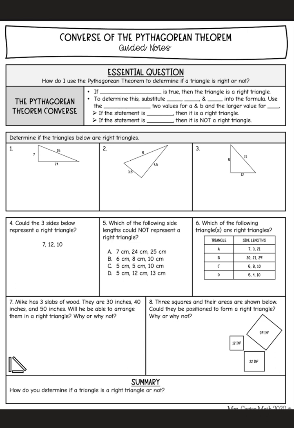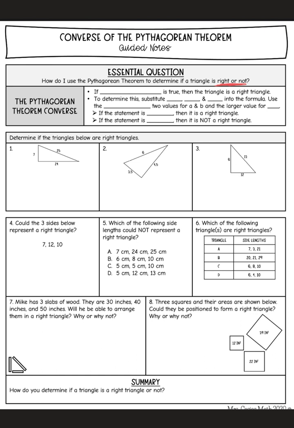Hello students, this will be a short video on how to do the converse of the Pythagorean theorem. Our essential question is: how do I use the Pythagorean theorem to determine if a triangle is right or not? Keep in mind the Pythagorean theorem only works with right triangles, and that's the whole point of the formula. Pythagoras said, hey, if you give me two sides of a right triangle, I can figure out whether it is right or not.